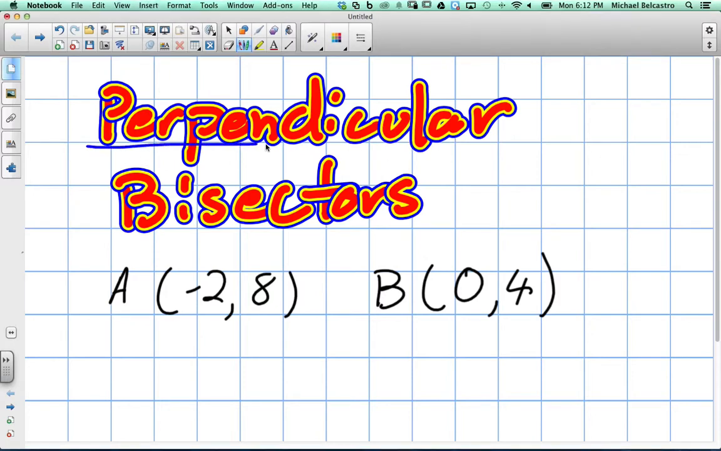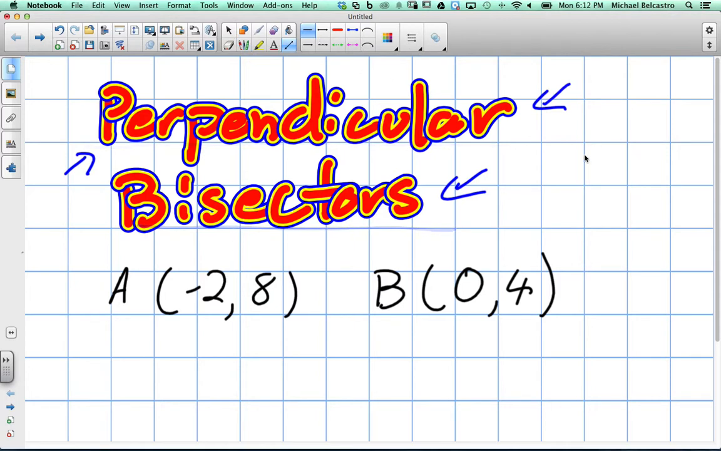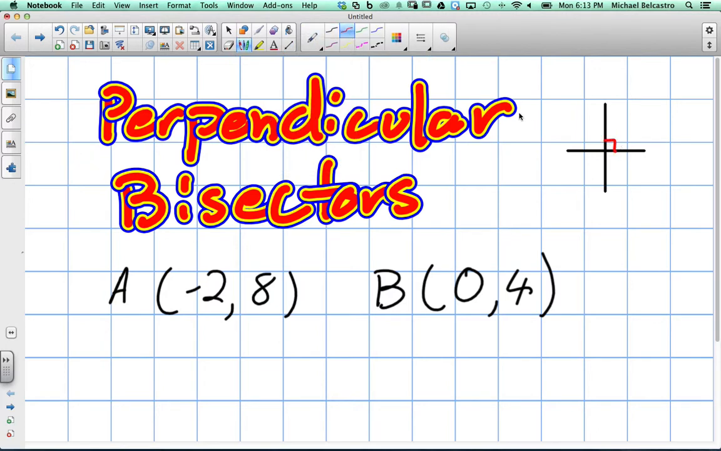Okay, we're going to look at perpendicular bisectors. And each of these words really states exactly what we're doing. First of all, perpendicular means we're talking about two lines that, when they cross each other, create a right angle. That's why this is sometimes known as a right bisector, because it creates a right angle when it crosses.